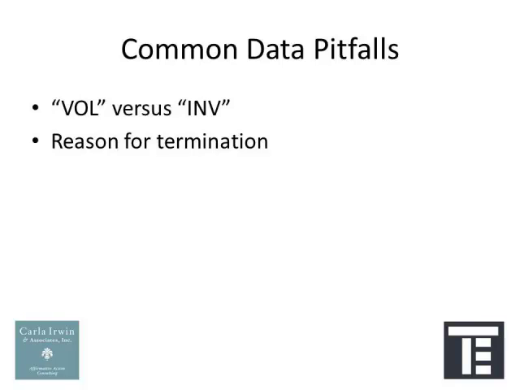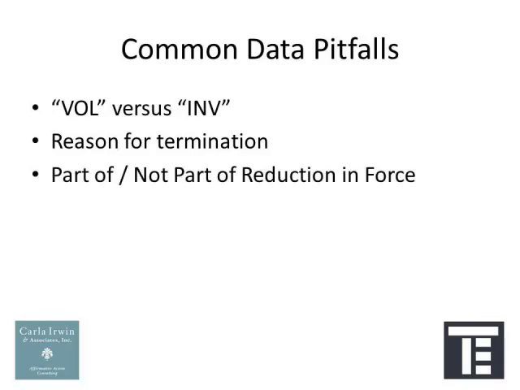Having just that one code is not enough. We need the underlying reason for the termination event. And you absolutely must record whether the termination is part of or not part of a reduction in force. And as Carla mentioned before, and as I'm going to talk about a little later, this becomes particularly important if you have multiple waves of reductions in force over a relatively short period of time. It's important to know and to be able to go back historically and pull out who was involved in the reduction in force, who wasn't.